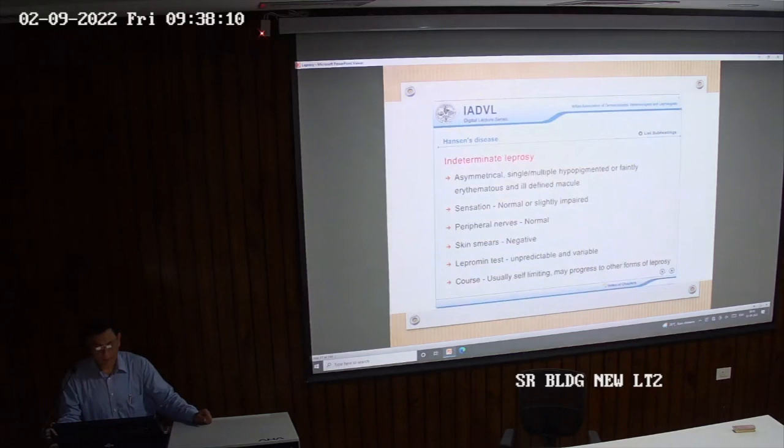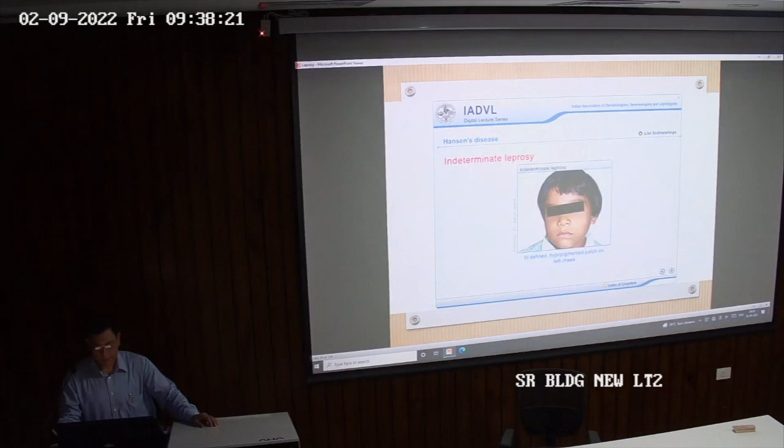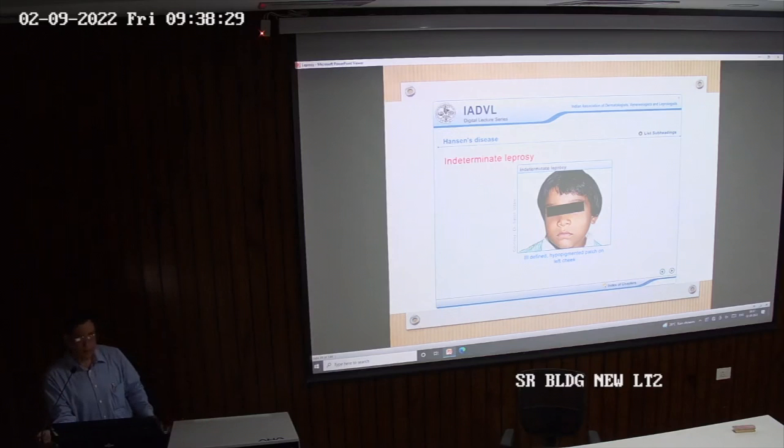Indeterminate leprosy, where the lepra bacilli is not able to determine because of the changes in the immunity. So there are many types of lesions. Usually lesions are few. So this is a case of indeterminate leprosy. You will find an ill-defined hypopigmented patch over the left cheek. So just a hypopigmented patch over the left cheek may present as indeterminate leprosy.